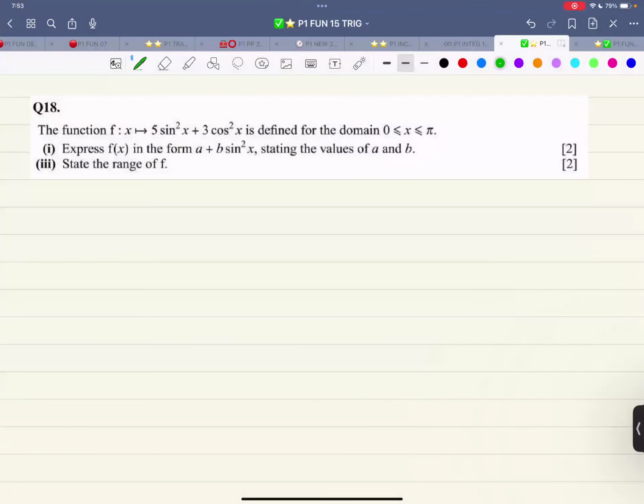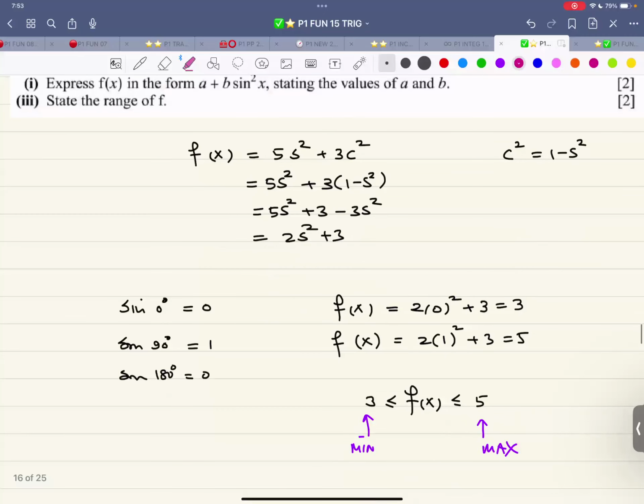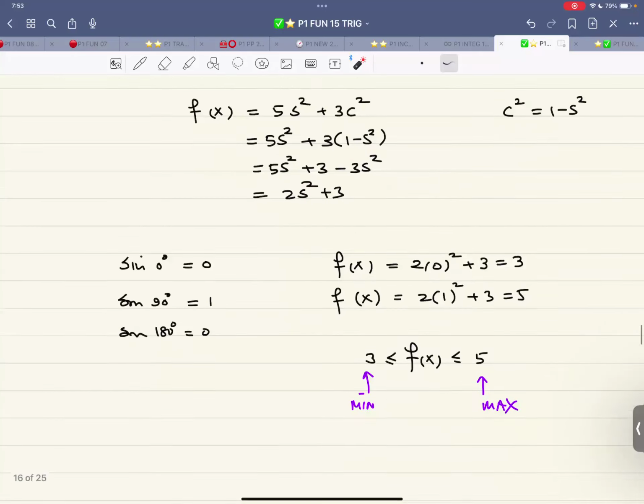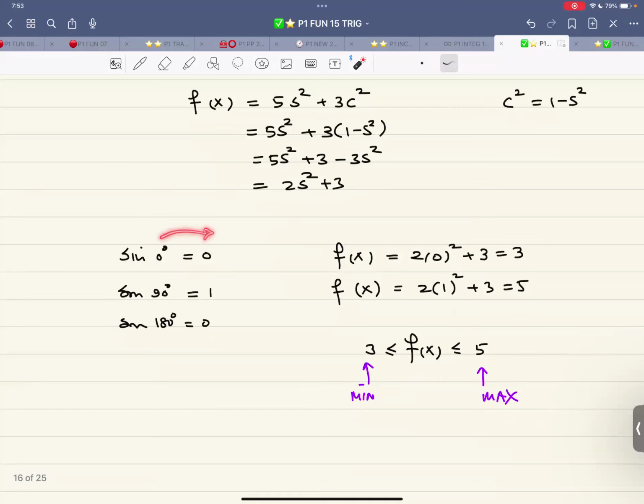So now question number 18, it's about this concept that is similar to that. f(x) is equal to this. It's defined for the domain 0 till pi. Express f(x) in this form, a plus b sine square x, stating the values of a and b, and state the range of f. Exactly the same thing. So now this is 5 sine square plus 3 cos square. Cos square is 1 minus sine square. We simplify the things. This becomes 2 sine square plus 3. We know that sine of 0 is 0, sine of 90 is 1, sine of 180 is 0.